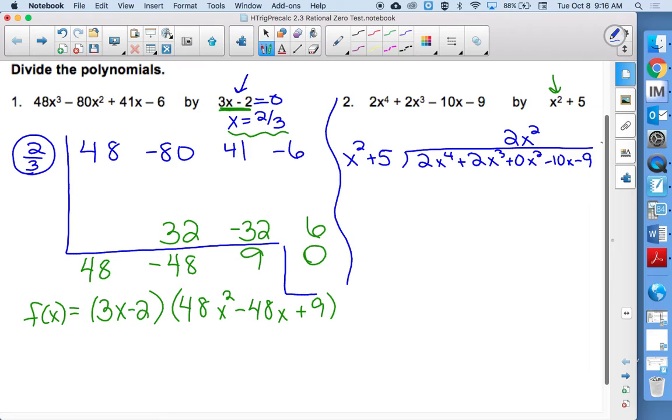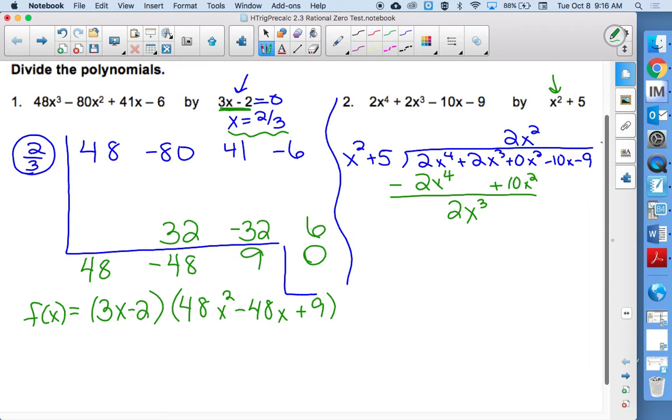And then Dylan, what do you do with that 2x squared? Multiply it by the x squared plus 5. And that gives you 2x to the 4th plus 10x squared. Right. And then instead of adding, these get subtracted. So when you subtract the 2x to the 4th, the goal is to get the first term to cancel. And then bringing down, we have 2x cubed. There's not an x cubed here. So don't forget to bring that 2x cubed down.